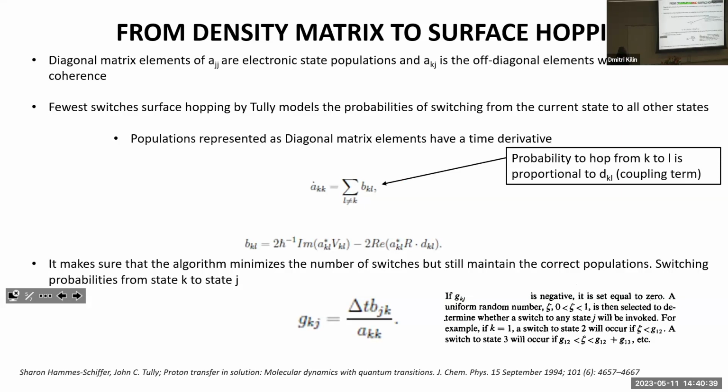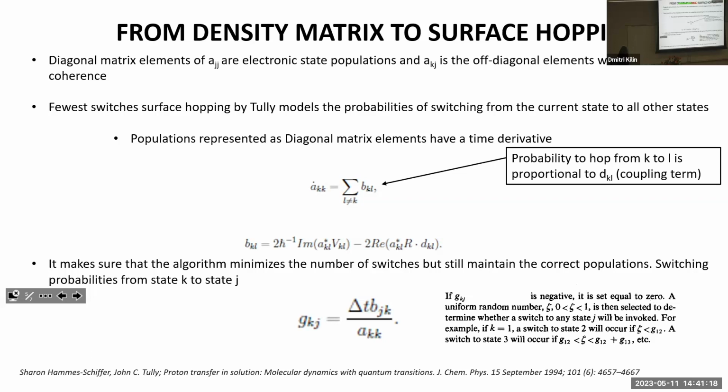So typically the diagonal elements of the density matrix represent population, while the off-diagonal elements represent coherence. Now, the fewest switches method, which is the two-layer approach, actually models the probability of switching between two states. So it represents this diagonal element here as a time derivative, and then this expression here represents the probability of hopping from state K to L.